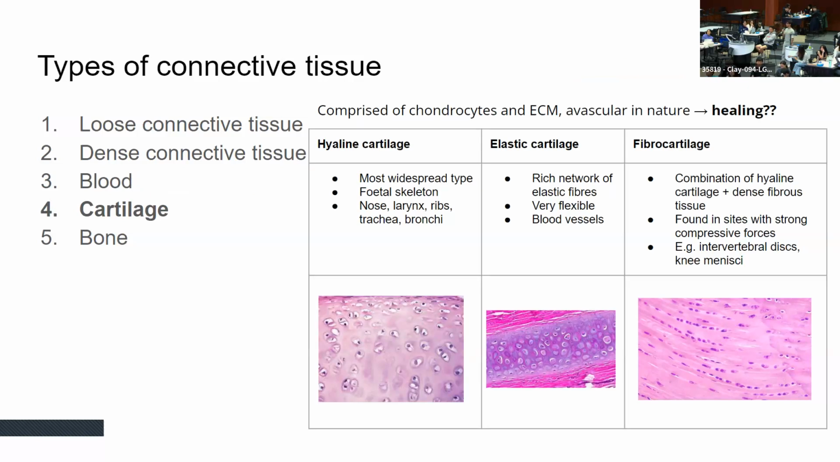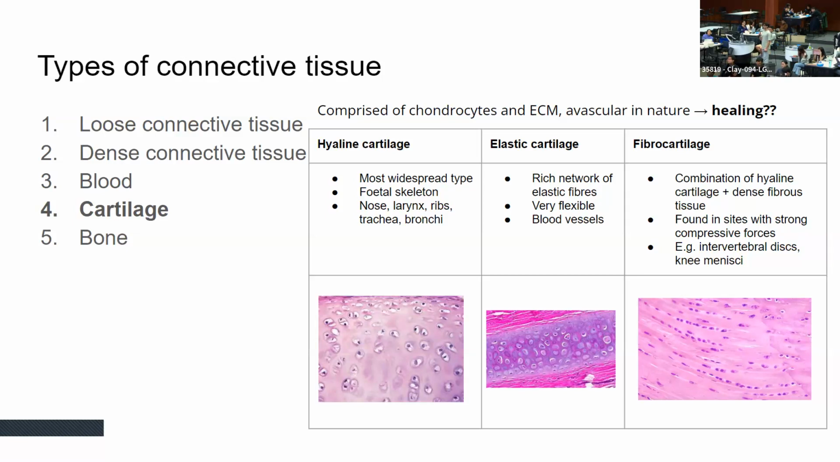With our cartilage, you've got 3 main types. This is pretty important to know, so you do want to focus in. The hyaline, elastic, and fibrocartilage. Hyaline is the most common. It's the fetal skeleton. When babies are born, they have a lot of cartilage between their bones as their bones are not fully developed. This is also present in your nose, your larynx, your ribs, trachea, and bronchi.